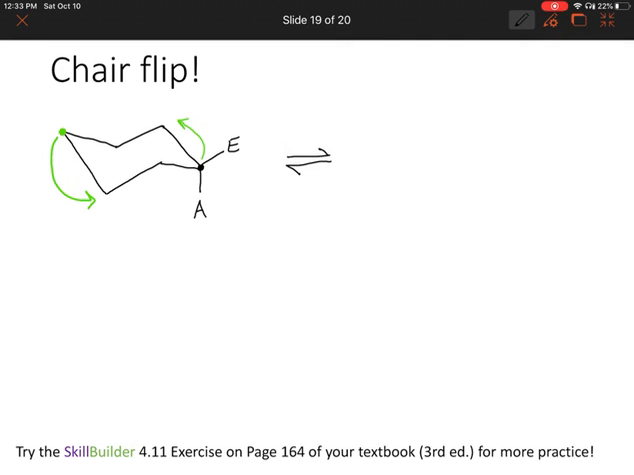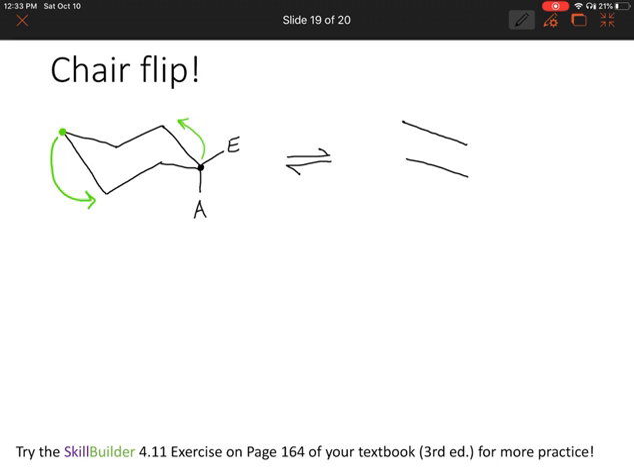Now a chair flip can go back and forth, and this is something that cyclohexane does naturally. So it can flip its configuration a bit. So what we end up with is basically a mirror image here. So I'm going to draw a mirror image. Oof, if I can. This is tough.